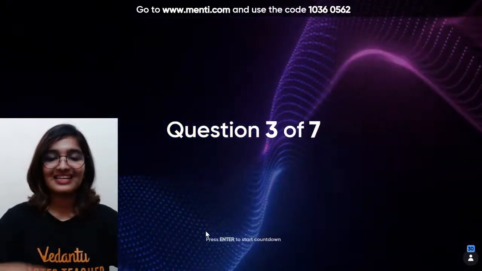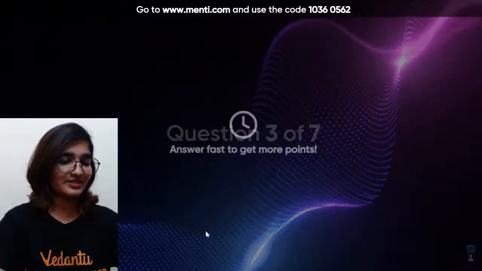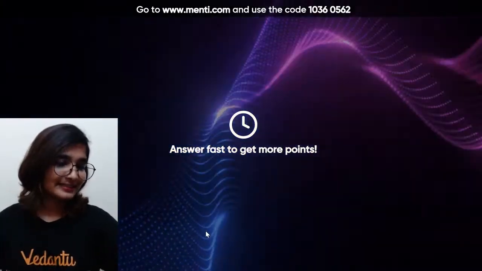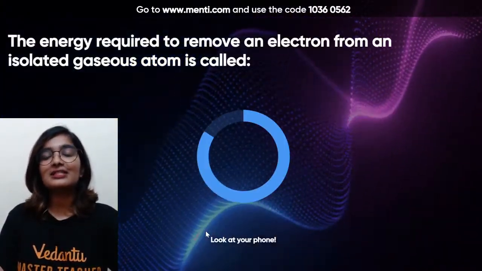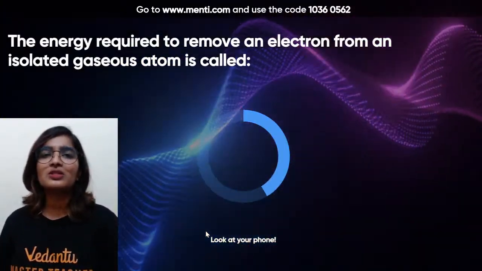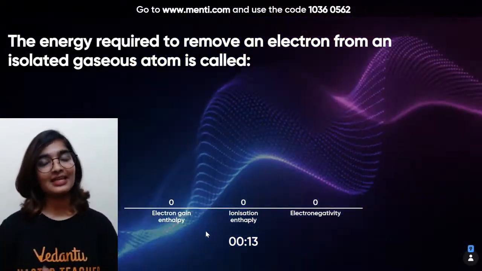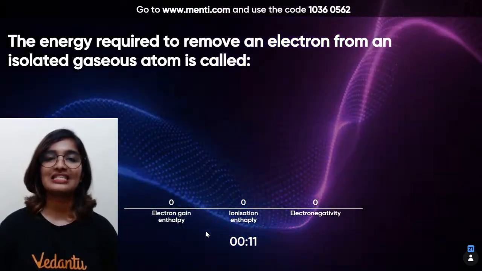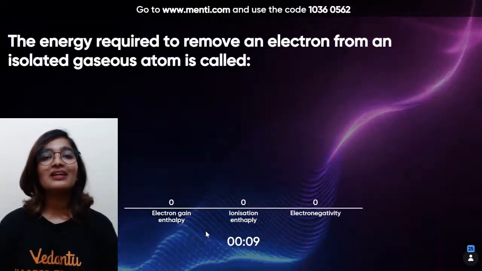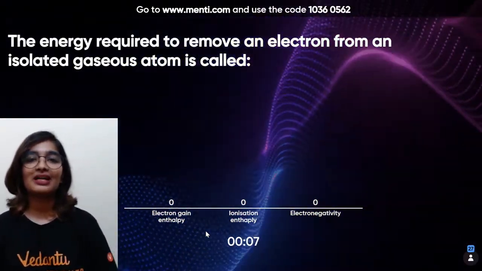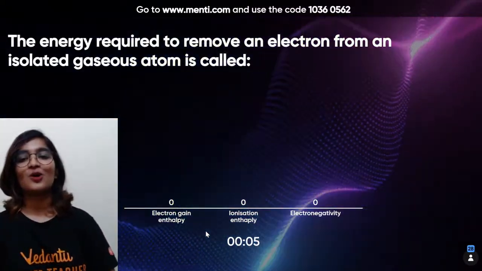Shall we start? Okay, question number 3. All the best, everyone. Even after this, if you have any doubts, let me know in the comment section. And if you have any other super tricks using which your friends can also learn the periodic trends easily, do let us know. The energy required to remove an electron from an isolated gaseous atom is called.